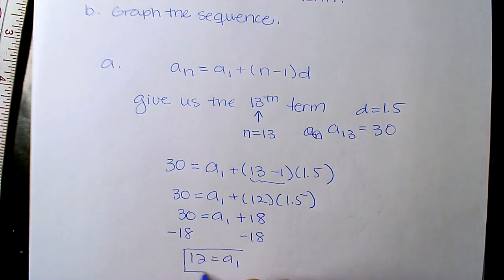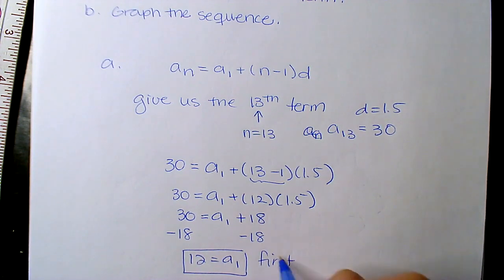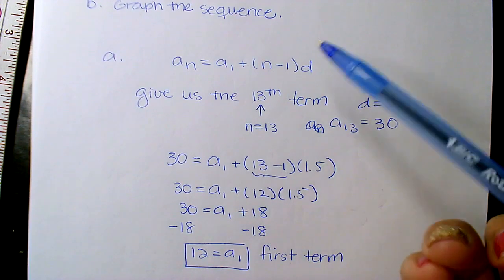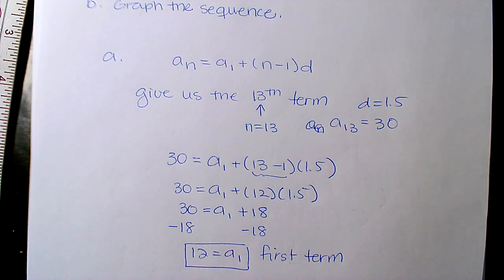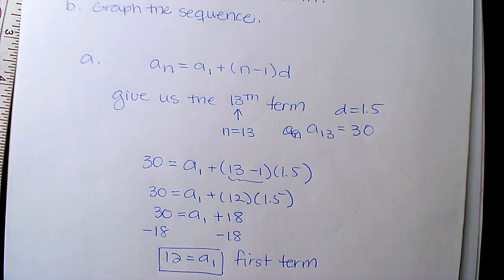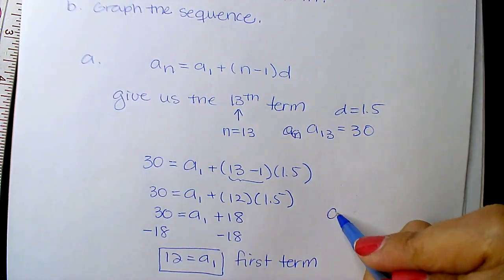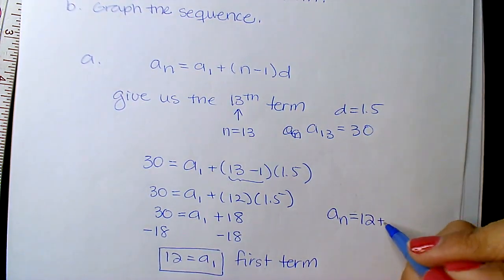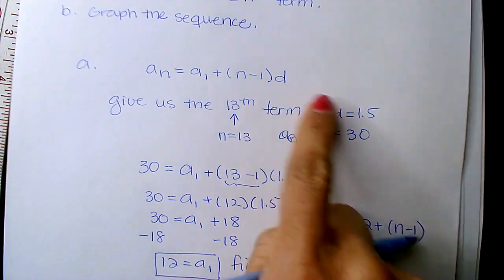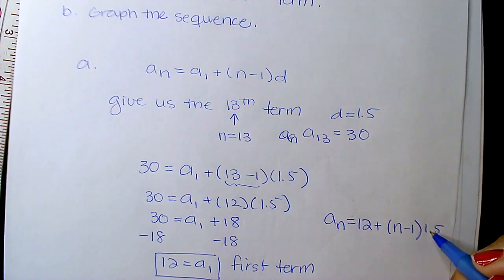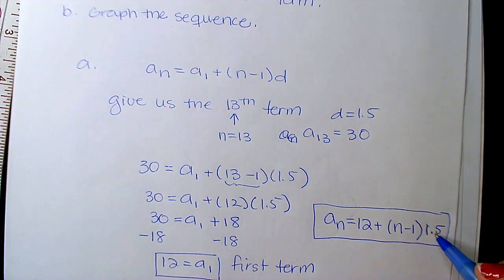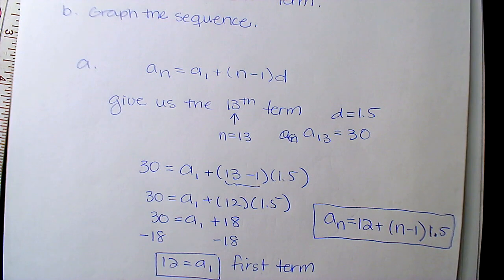Okay, so this is my first term, right? So now if it's asking you to write the rule for the nth term, we now have it. a_n: my first term is 12, plus n minus 1, my common difference is 1.5. Okay, this is your explicit rule unsimplified. We're going to simplify it.